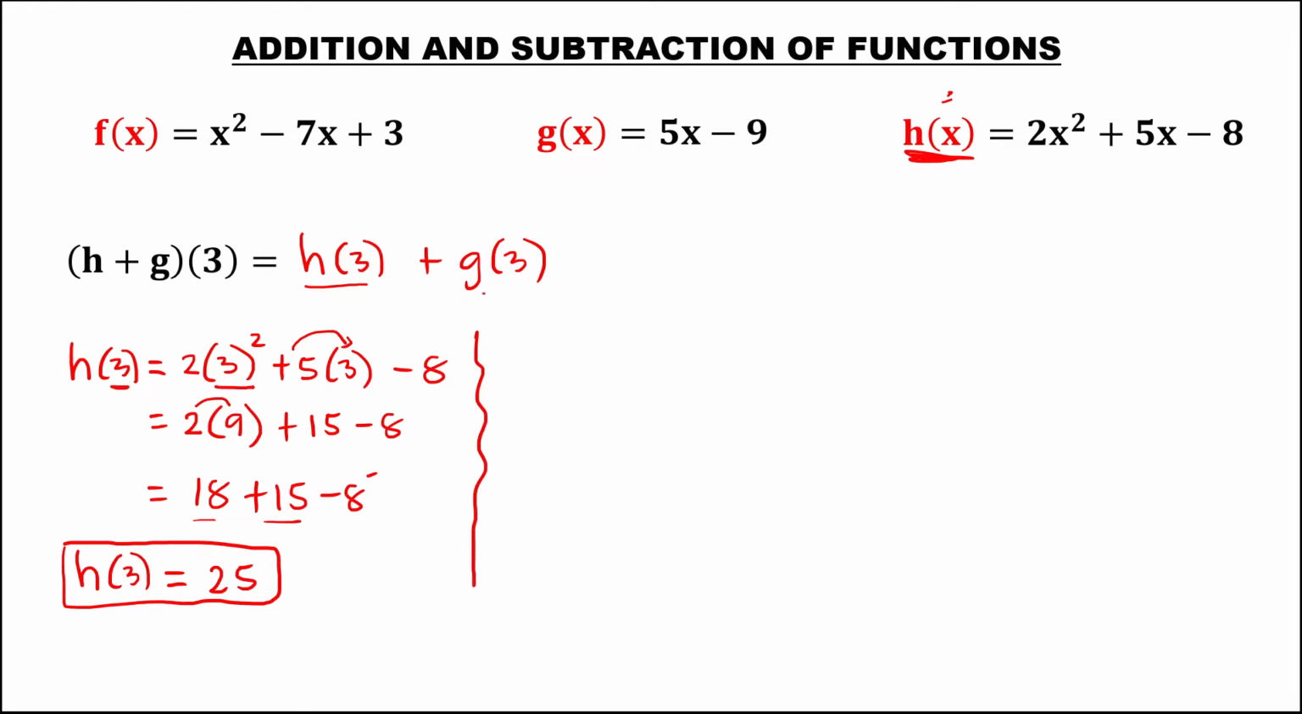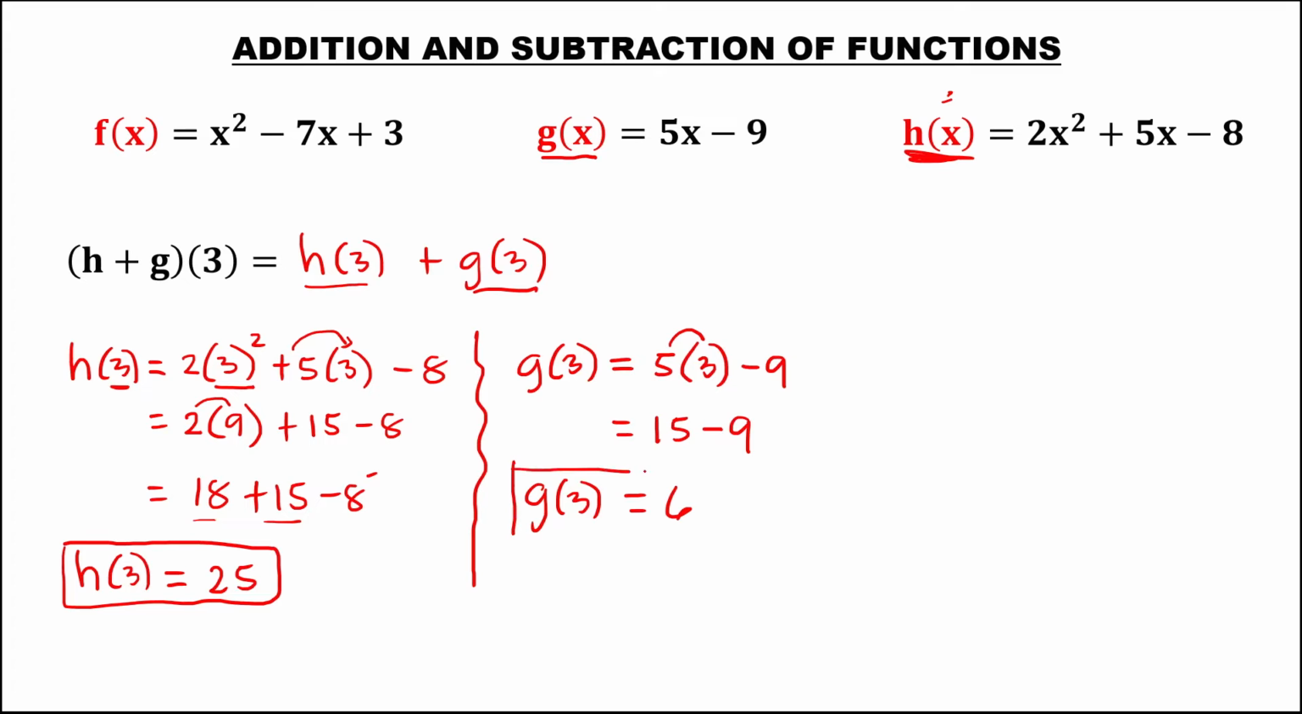Then we also need to solve for g of 3. So to find the value for g of 3 from g of x, x is equal to 3. So this becomes 5 times 3 minus 9. Then 5 times 3 is 15 minus 9. So therefore, g of 3 equals 15 minus 9, which is positive 6. So this is now the value for g of 3.